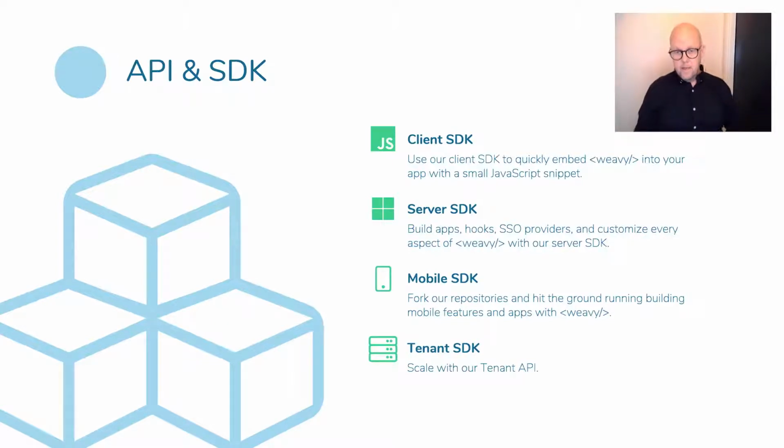And then the mobile SDK is basically ready-to-go, standalone apps and components as well. You basically just fork our repositories and then you brand it and do some customizations. And as I mentioned before, you can basically publish it instantly on Apple App Store and Google Play. And then the tenant SDK is to assure your growth, right? We don't care if you have 10 customers or 1 million customers or users. The tenant SDK and the whole Weavy framework is built for scale, and the tenant SDK is helping you with that.